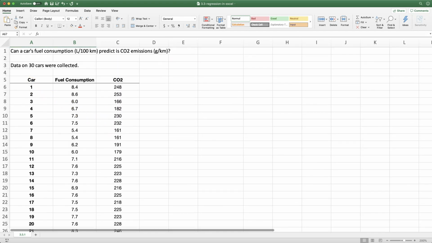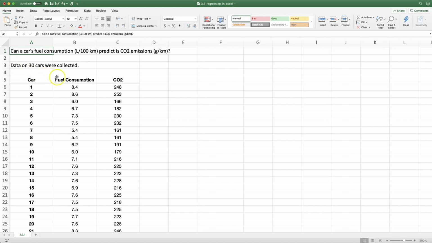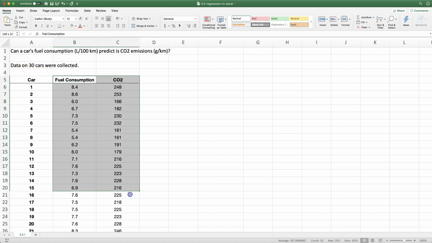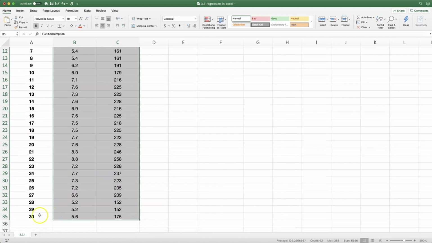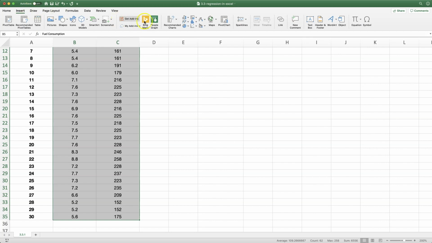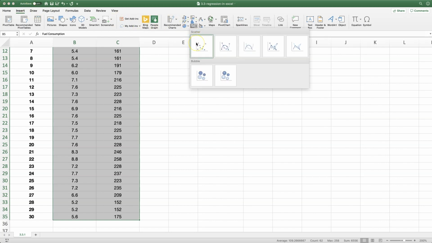Before doing regression analysis on any data, we must first plot it to determine if the relationship appears to be linear. Remember that a regression analysis should only be performed on data that have a linear relationship. To plot this data, select all of the fuel consumption and CO2 data, including the column labels. In the ribbon, select the Insert tab. In Recommended Charts, go to XY Scatter and insert a scatter plot.